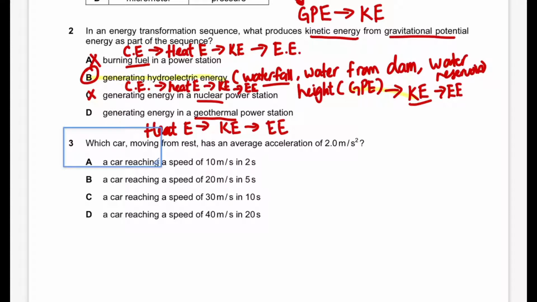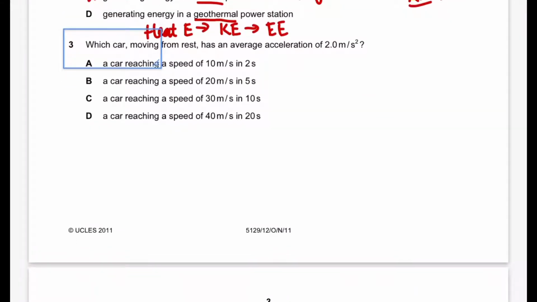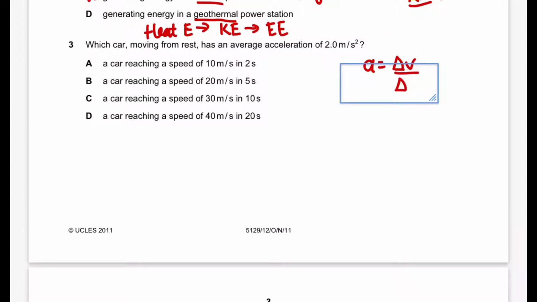Now moving on to question 3. Which car moving from rest has an average acceleration of 2.0 meters per second squared? Let us recap what the formula for acceleration is. I shall write it down here. Acceleration is equal to change in velocity divided by change of time or time taken, whichever you prefer. We shall then calculate the acceleration for each of the options with this formula.